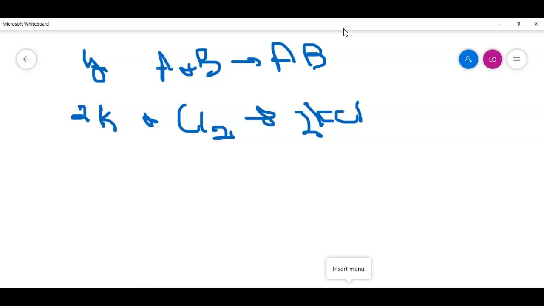Now, does it always mean it's going to be 2 to 1? No, it could be 3 to 1. It could be 8 to 2. It's just taking and building up a larger molecule. So it's synthesizing, making something.